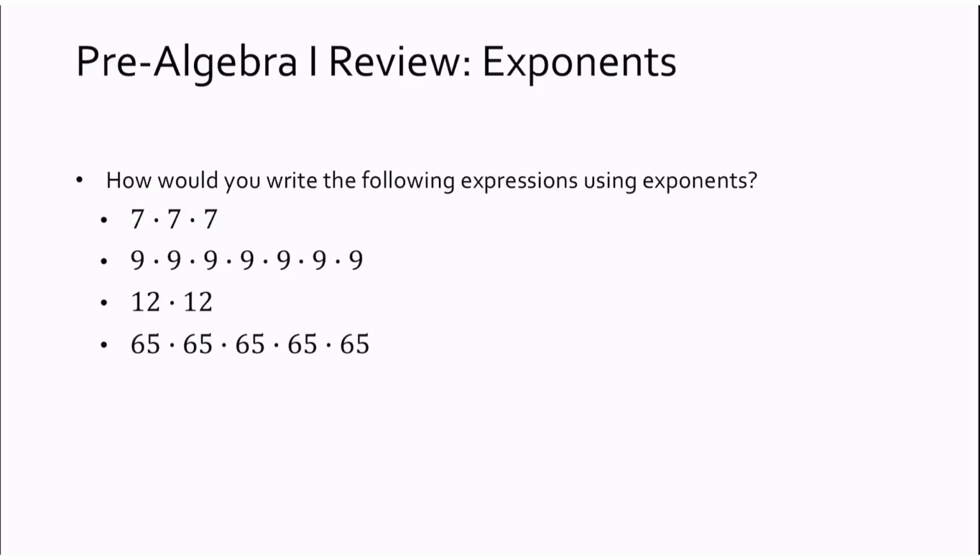Take just a second and think about, how would you write these expressions using exponents? All right, so here we have 3 7s. So I'm going to do 7 to the third. And here we have 1, 2, 3, 4, 5, 6, 7 9s. So I'm going to write it as 9 to the seventh. We have 2 12s. And we have 1, 2, 3, 4, 5 65s. These are the ways that we can write these expressions as exponents.